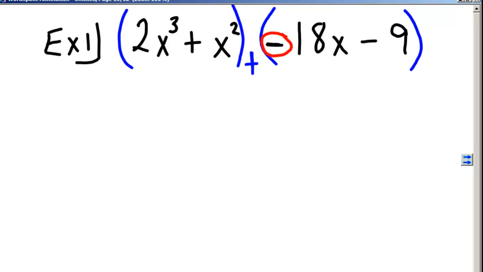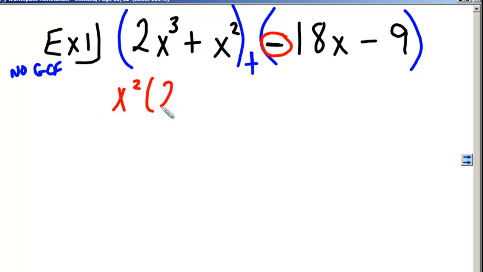Example 1. We start by taking out the GCF of the whole expression, but there is no GCF. So then we split the expression into two groups. Put a plus sign in between the two groups. Now we factor out the greatest common factor. In the first group, an x squared can be factored out.